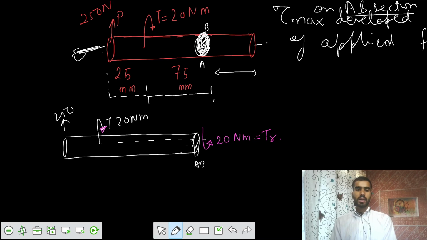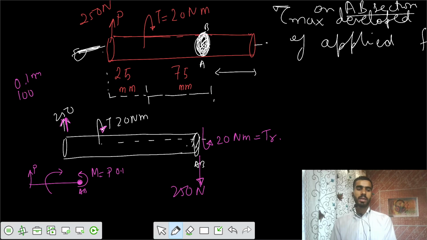And after that, you're applying a load of P upwards. And here there should be some shear force of 250 Newton downwards. And because of this load P, you can have that bending moment. You can have that moment about this point AB, and so a moment of P into 0.1 will be developed, because total length is 0.1 meter or 100 mm.